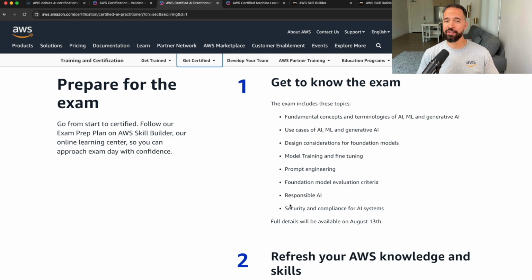And let's talk about everybody's favorite exam topics. This exam is going to include fundamental concepts and terminologies for AI, ML, and generative AI. Keyword: fundamental. You're going to need to be familiar with those use cases, know about design considerations for foundational models, be familiar with model training and fine-tuning, prompt engineering, that's a big one, a very popular topic I'm talking about on a regular basis, foundation model evaluation criteria, responsible AI, and then to wrap everything up, security and compliance for AI systems.